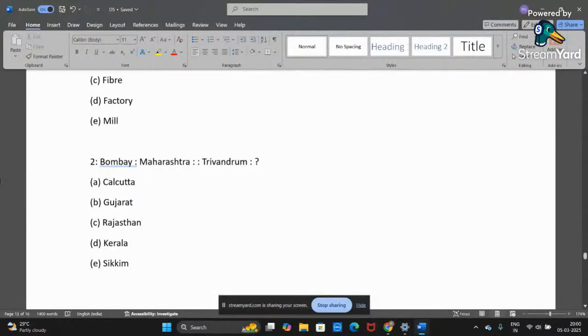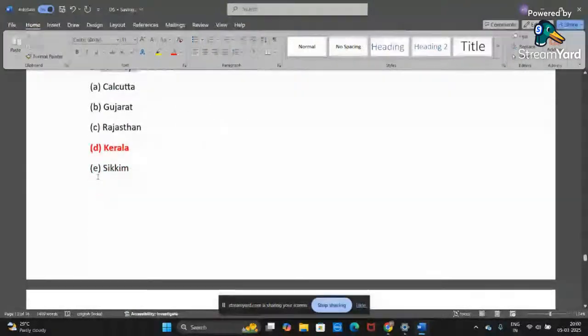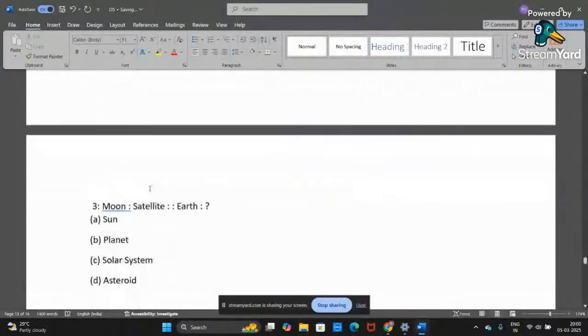It is related to which state? It is Kerala, right? Yes. Here it is textile. Here the answer is Kerala.